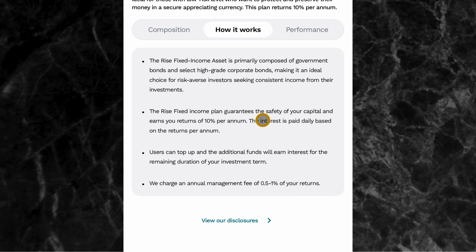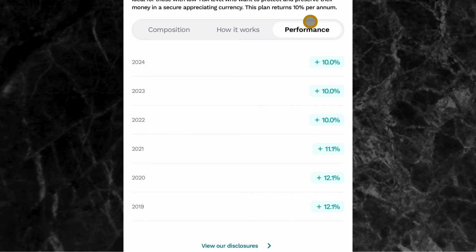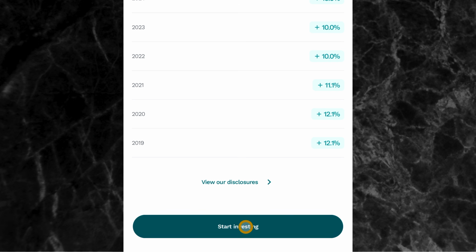And if you want to see the returns, just come here to performance right here. And right here, you'll be able to see how the investment has been performing over the year. So from 2019, it was 12%, 2020, 12%, 2021, 11%, and 2022, 10%, 2023, 10% again, and 2024, 10%. So you can see it right there. And if you want to go ahead and invest in this one, just click on start investing.